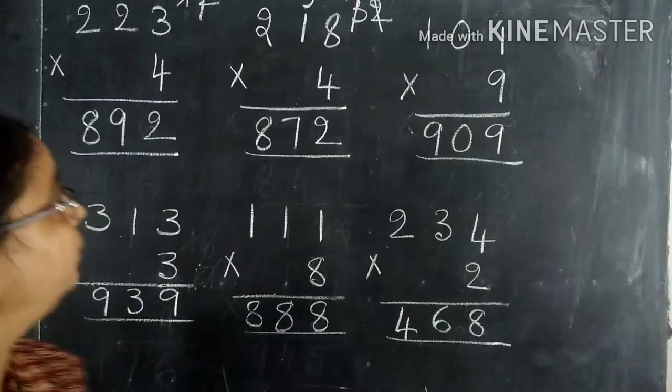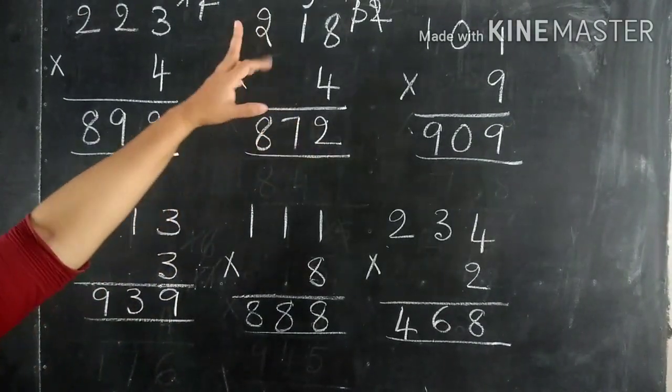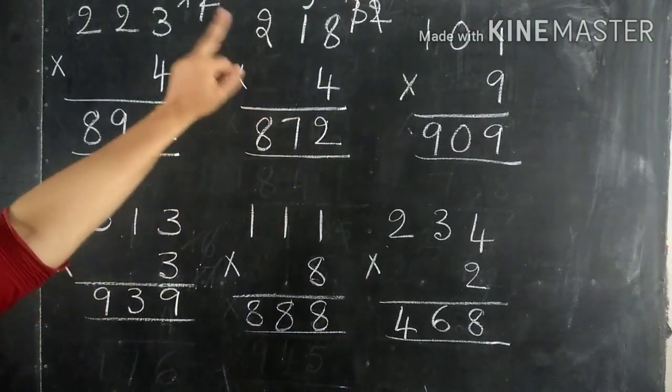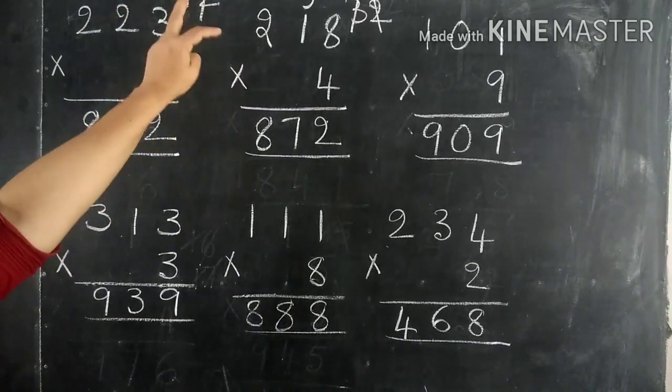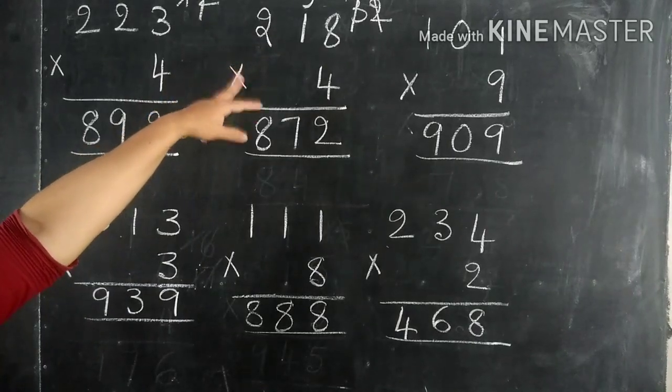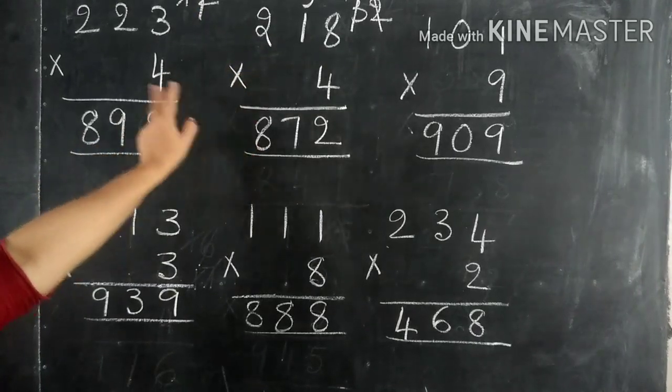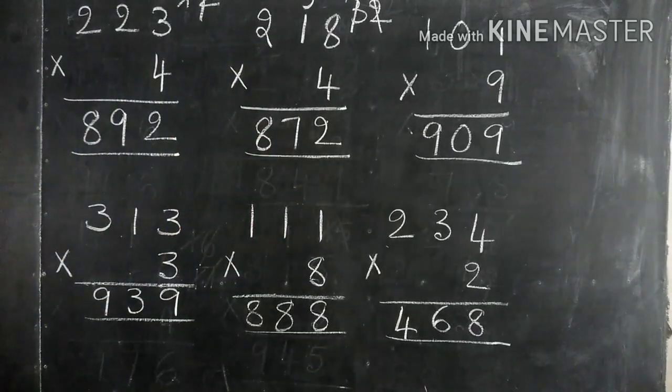So did you understand? If you get double digit, write the ones place digit down and the tens place digit will be carried to the next place. There you will add that to that multiplied product. Okay? Like this you have to do them.